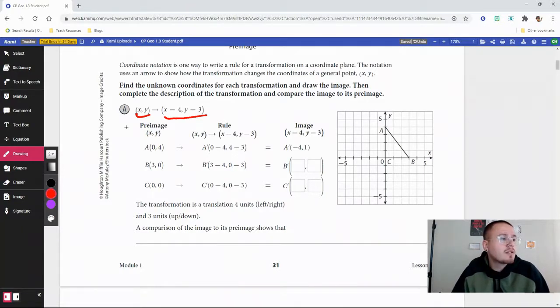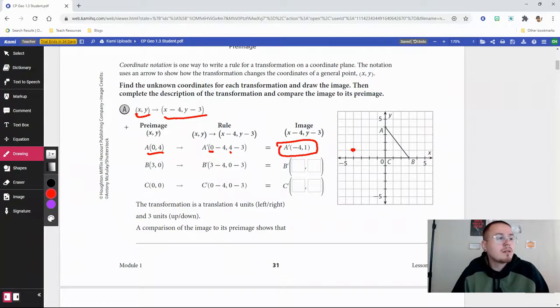So the first point is A, which is 0, 4. The rule tells you to get to A prime, you do 0 minus 4 and 4 minus 3. So the coordinates of A, you apply the transformation. So we end up with A prime being negative 4, 1. So we need to make sure we have that on our plane.